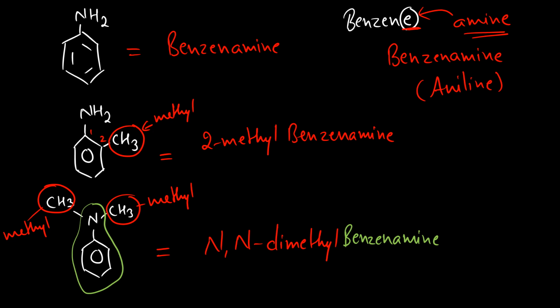So that's all about the naming of amines with the aliphatic or with the aromatic. It means with the open chain and with the benzene ring structures.